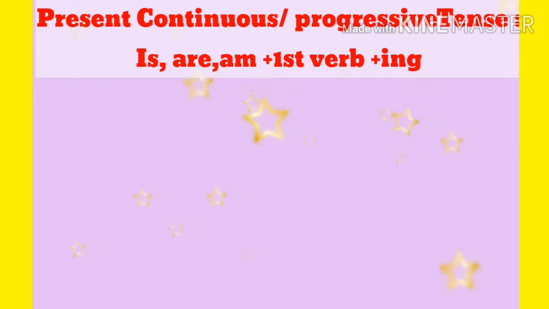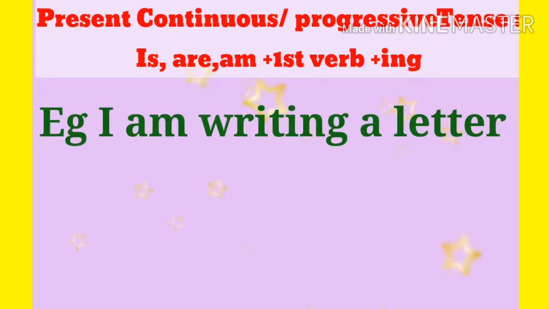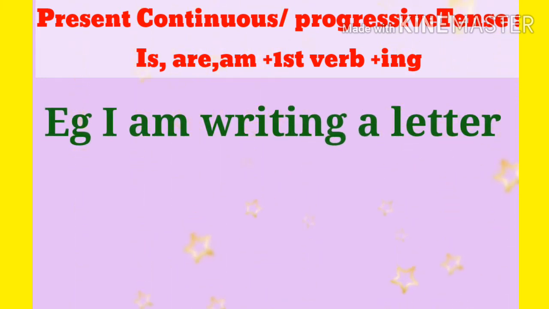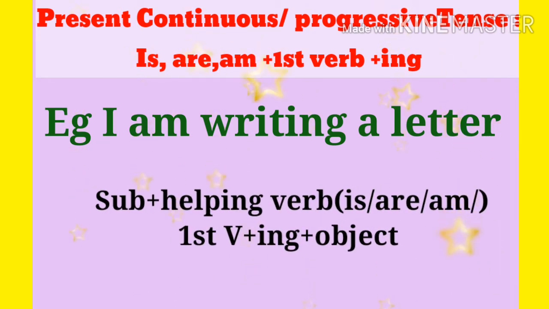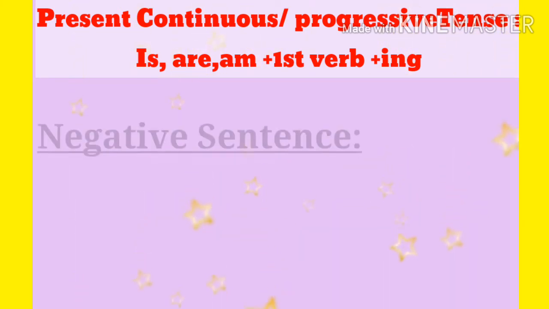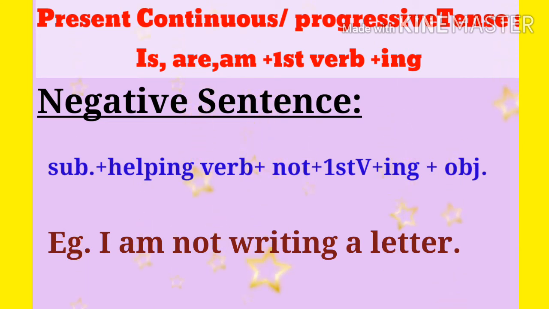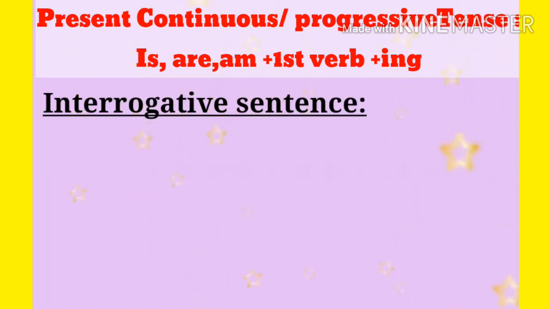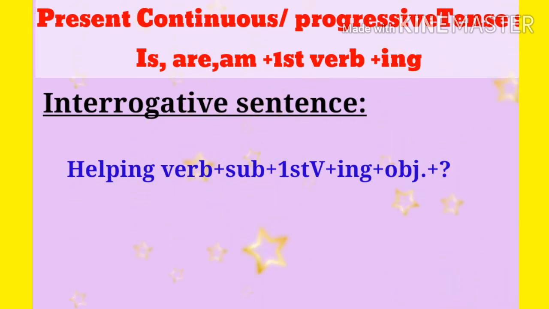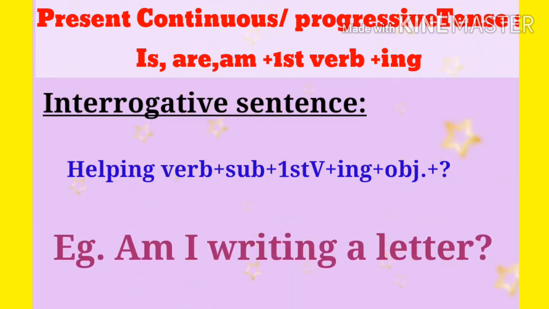Coming to the next, present continuous or progressive tense. It means action is in progress. For example, I am writing a letter, and the sentence structure is subject, helping verb is, am, are, first verb plus ing and object. For negative sentences, the structure is subject, helping verb with negative, first verb with ing and object. Example, I am not writing a letter. For interrogative sentences, the structure is helping verb, subject, first verb ing and object. Example, am I writing a letter?